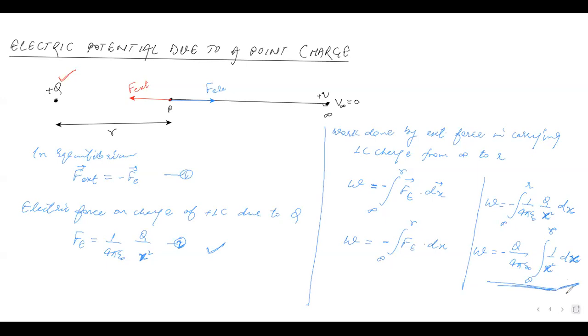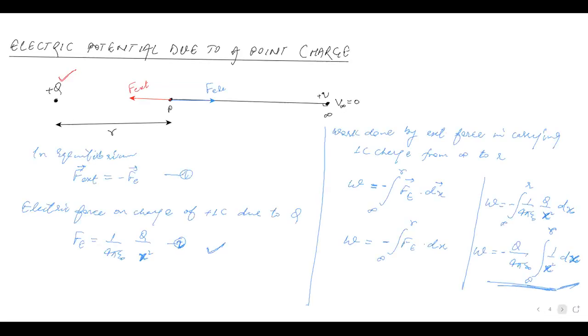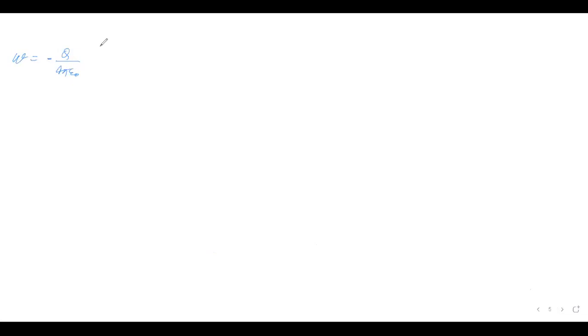Now, in this equation, what is your last equation? This is your W is equal to minus Q over 4 pi epsilon naught, integration of 1 over x square dx from infinity to r. Once again, you can look here. This is not in the proper form of integration. So, first of all, we should change it into the proper form. Then we can integrate it.